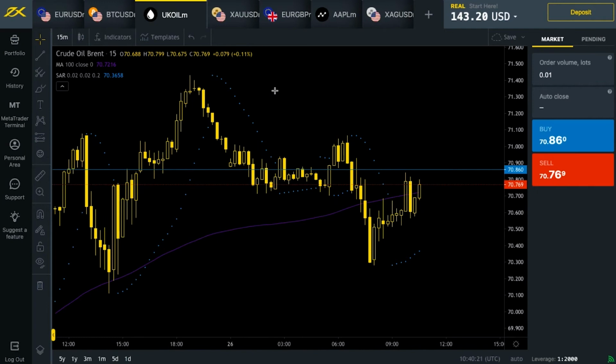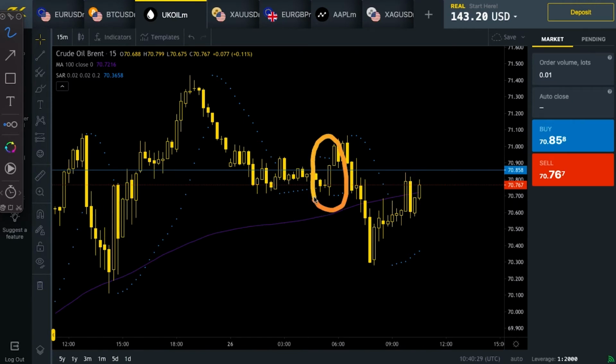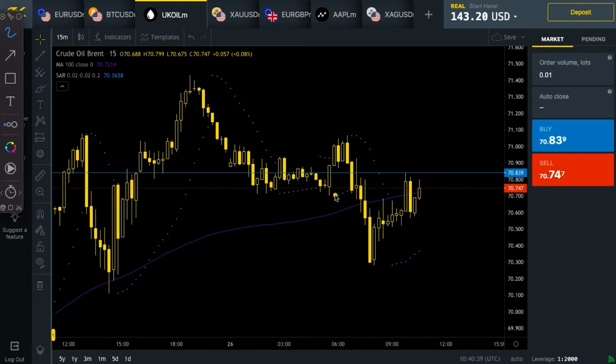But perhaps most importantly, as far as scalpers are concerned, for entries and exits, is when the dots shift, like in this case here, where we can see the dots have shifted from above to below the price. These can be fairly reliable signals to exit open trades or to open new trades in the opposite direction.